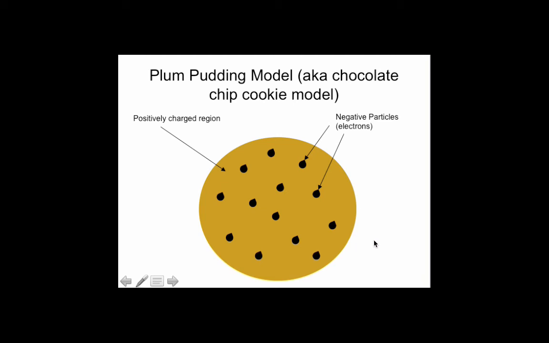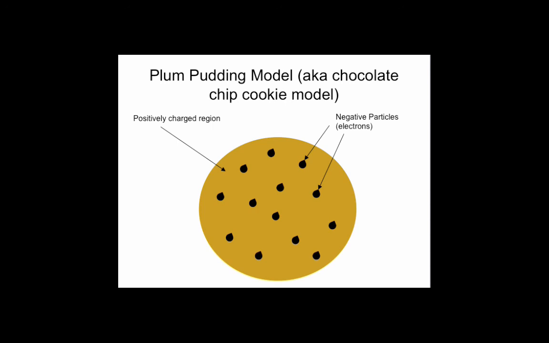So I like to call it the chocolate chip cookie model because I'm more used to chocolate chip cookies, where the atom is a cookie, the dough is the positively charged region, and the chocolate chips are like the negative particles. Now, of course, it's super small, and we can't see this. Now, J.J. Thomson actually won a Nobel Prize in 1906 for this discovery of an electron and the fact that gases can conduct electricity. Now we have to revise Dalton's theory.